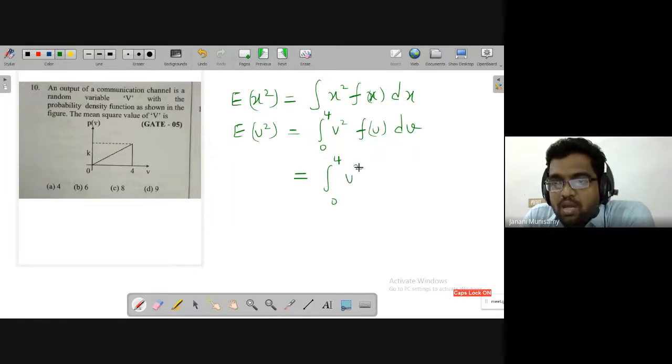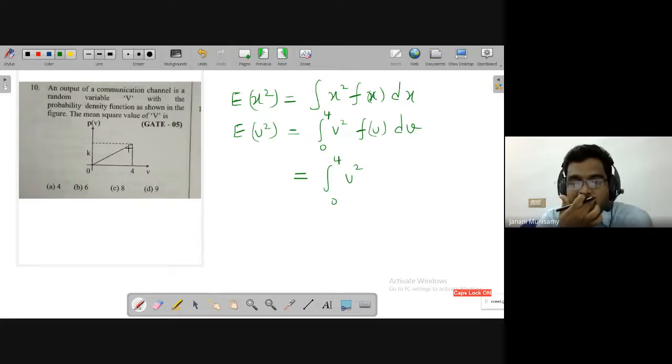Again, v square is there. Then what is f of v? Okay, f of v. What is the nature of f of v? So you have to write the equation for this one. I think this point has to be k. Then what is the equation of this one?